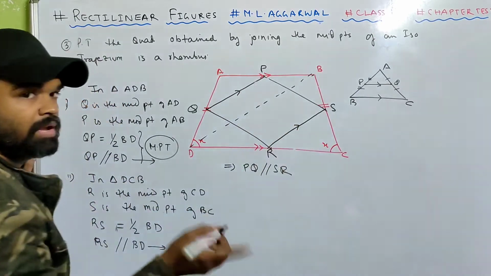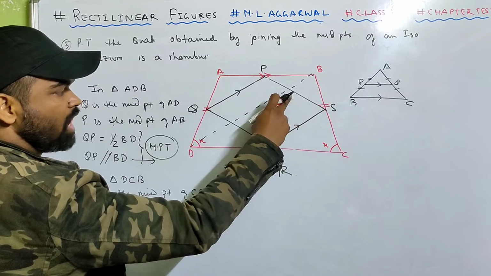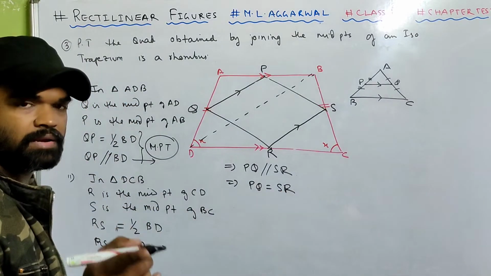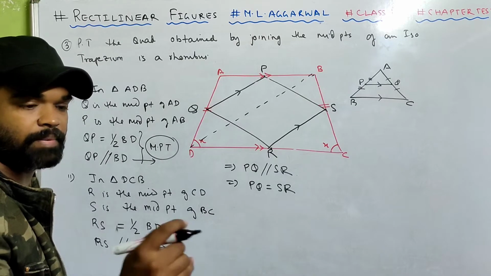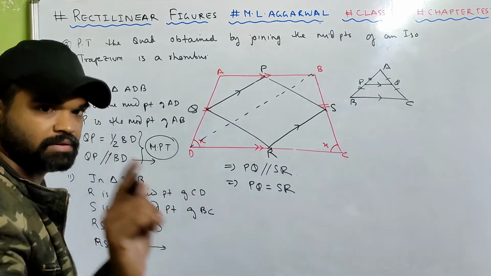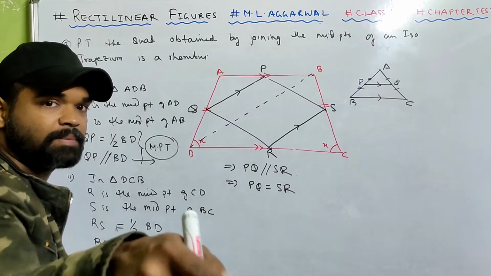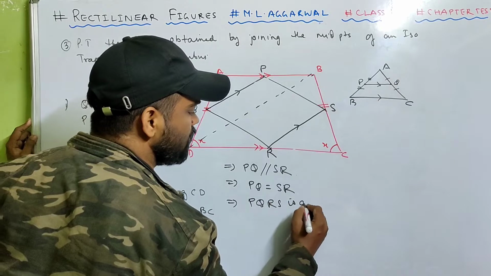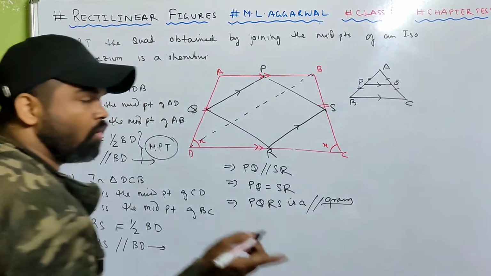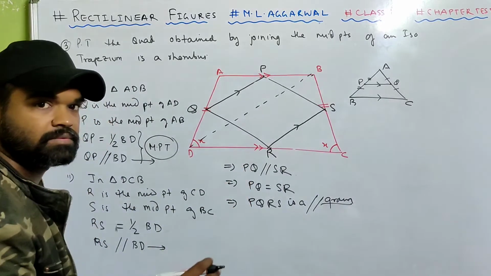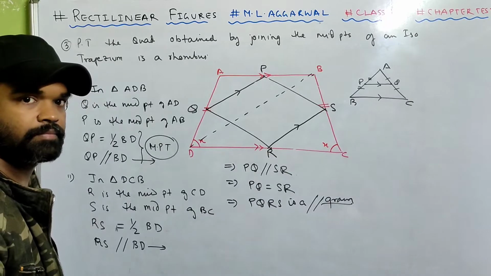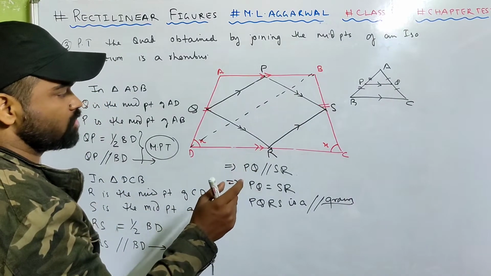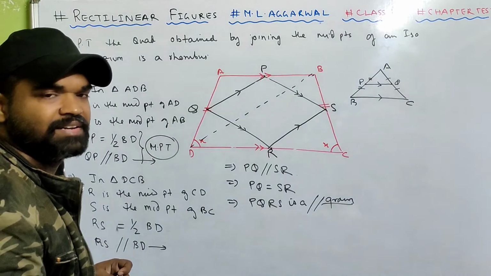So this and this are parallel and they are equal also, because PQ is half of BD, SR is half of BD, which also means that PQ is equal to SR. And in a quadrilateral, if a pair of opposite sides are equal and parallel, then it's a parallelogram. Which simply implies that PQRS is a parallelogram. Why? Because one pair of opposite sides are equal and parallel. Done? Now we have proved that it's a parallelogram. Now if we can show that the adjacent sides are equal, then it's a rhombus.